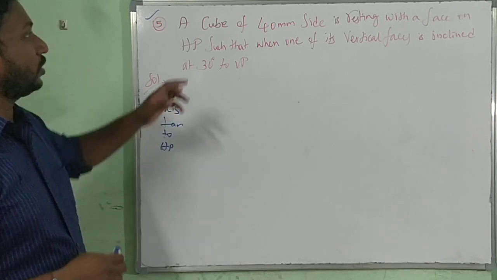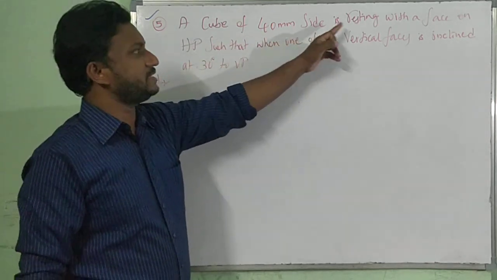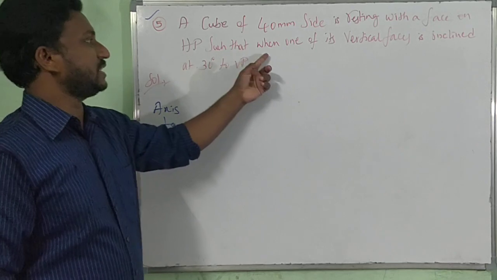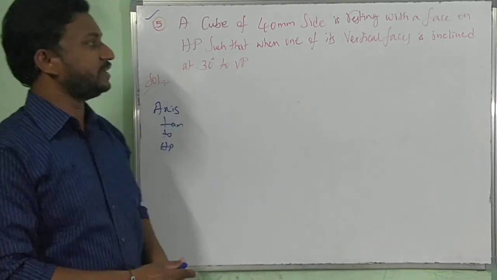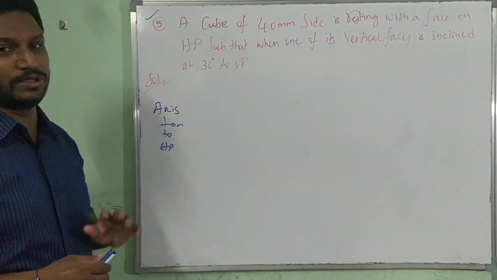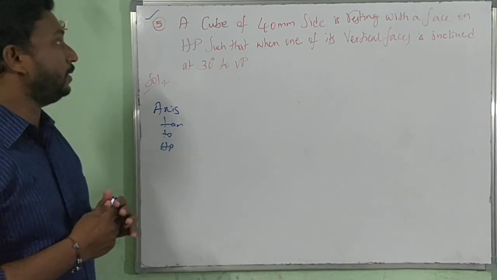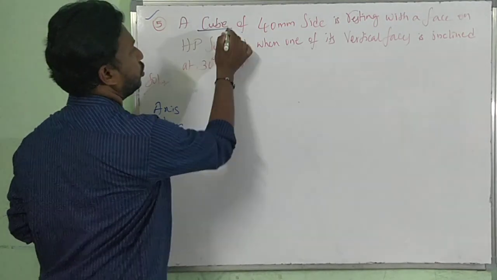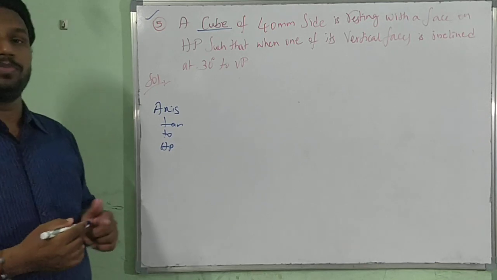So look at the question. A cube of 40 mm side is resting with a face on HP such that one of its vertical faces is inclined at 30 degrees to VP. Simple problem. Object given is cube. What do you mean by cube?